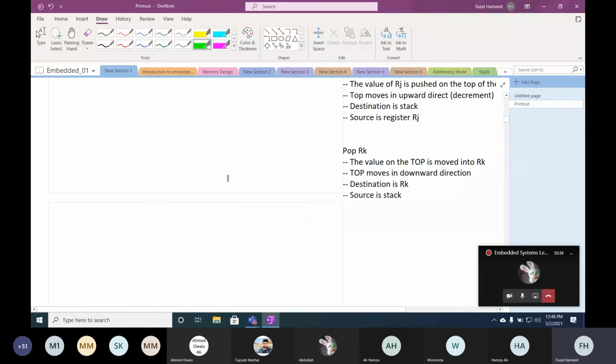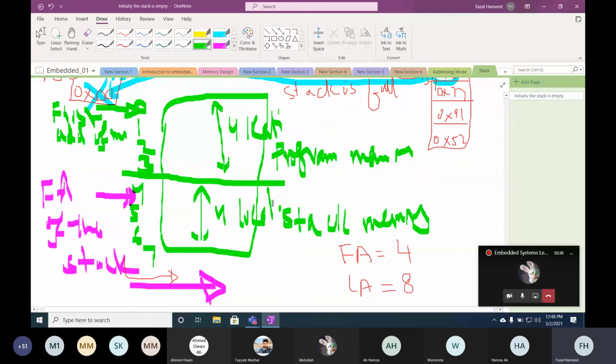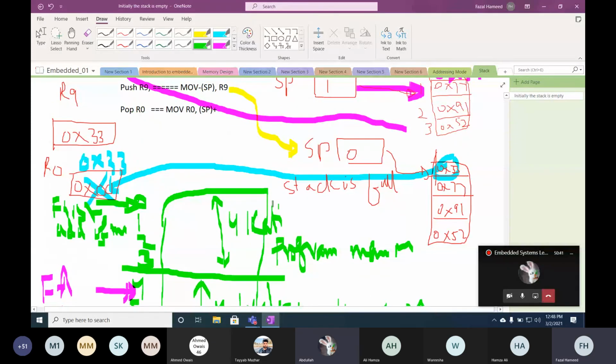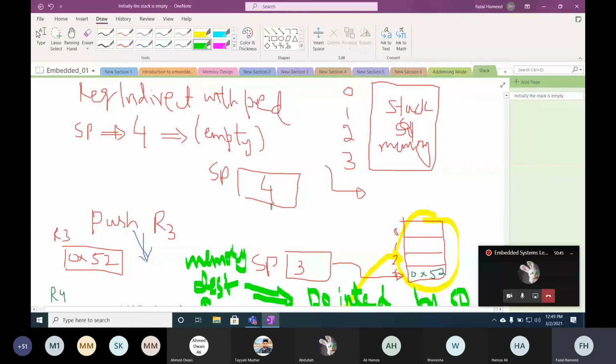Any question, beta? If you have any question, okay. So now summarizing our today's lecture. Stack is our data structure, which is a last in first out, or first in last out, data structure. Elements can be added from only one end, that is called the top.